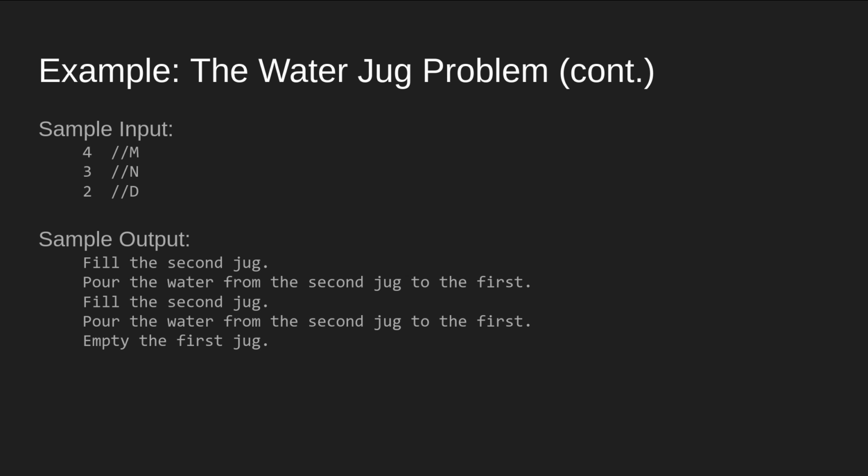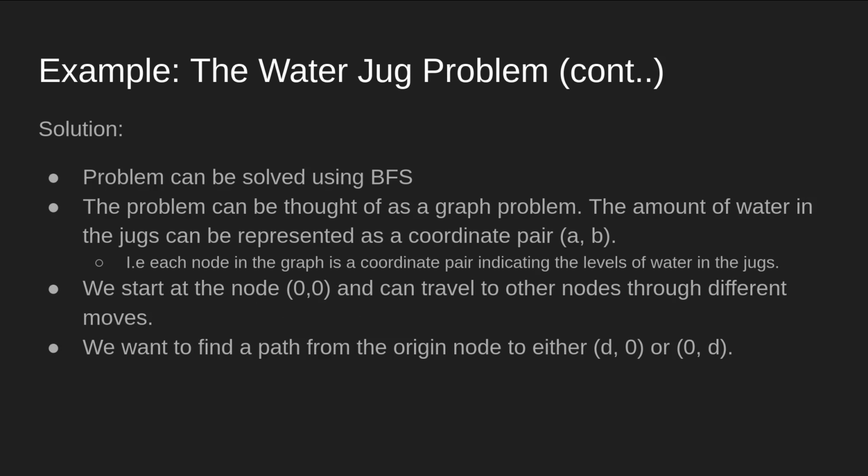One way to do that is to fill the second jug completely, pour all the water from the second into the first, fill the second one completely again, pour the water from the second into the first again, and this will leave exactly 2 liters in the second jug. And then you just empty the first one so that there's 0 left in there. So that's cool, but how do we do that?